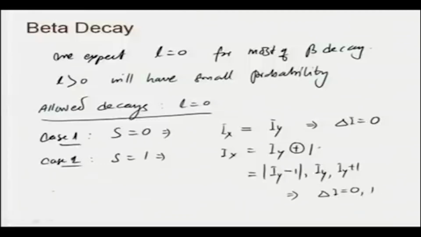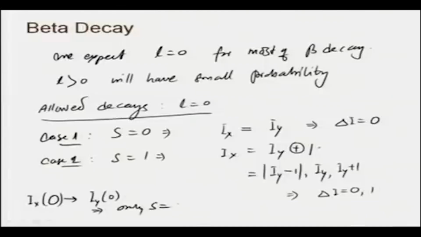A special case is the 0 to 0 transition. So, this is I x equal to 0 to I y equal to 0 case. So, here delta I is equal to 0. So, it is only possible through the S equal to 0 transition.